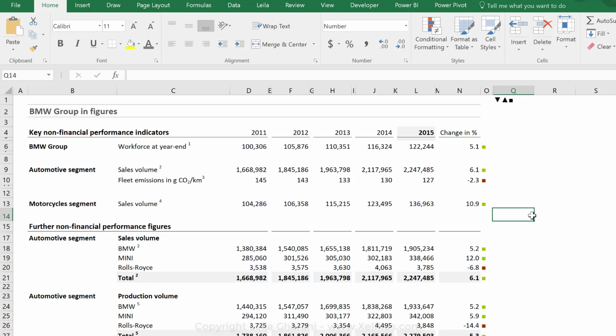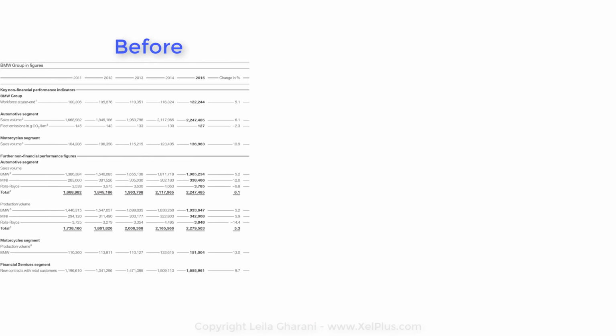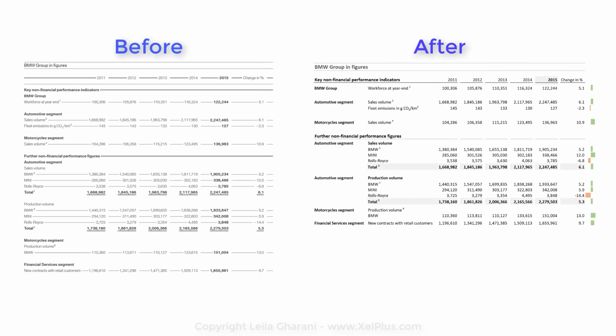So this brings us some color to the report. It makes the report easier to read. It directs our attention to the negative and to the positive changes. Let's put these reports side by side. Which one is easier to read?